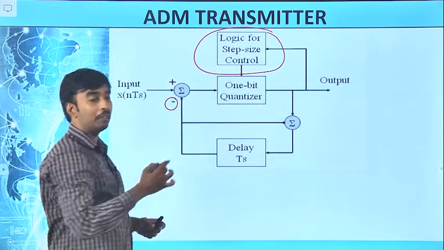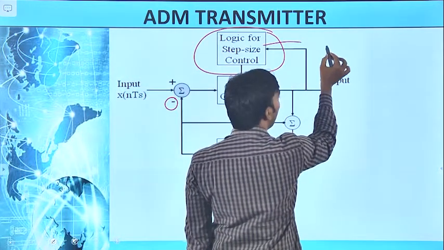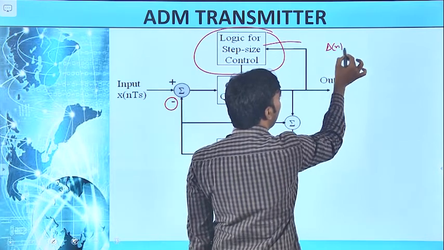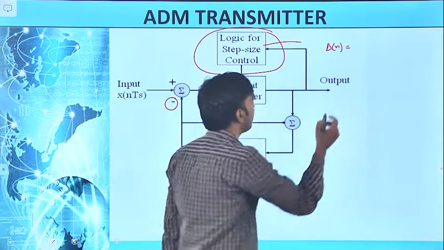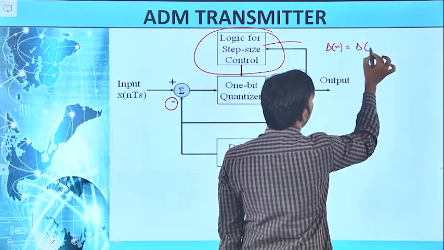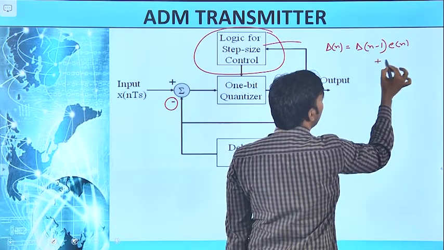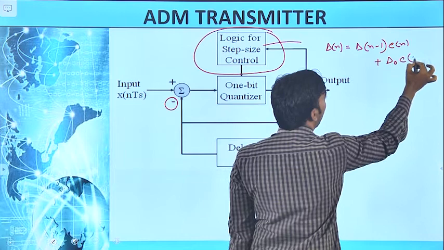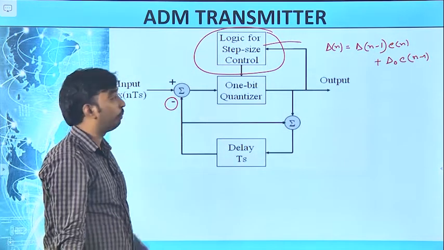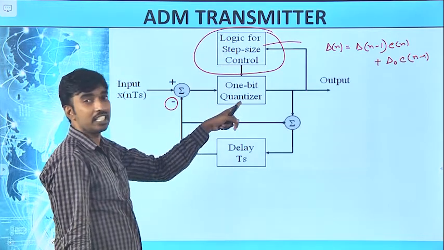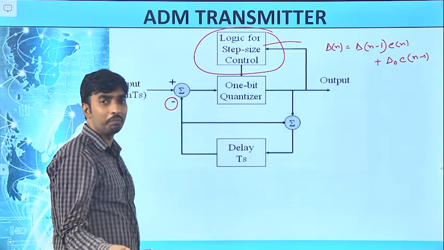And now for the delta modulation block diagram, I am adding the logic for step size control, right? The logic for step size control is delta of n, the same formula which we have used earlier to analyze the graphical representation. Delta of n is equal to delta of n minus 1 into E of n plus delta 0 E of n minus 1. This logic is kept inside the block, and based on that it will assign the step size.